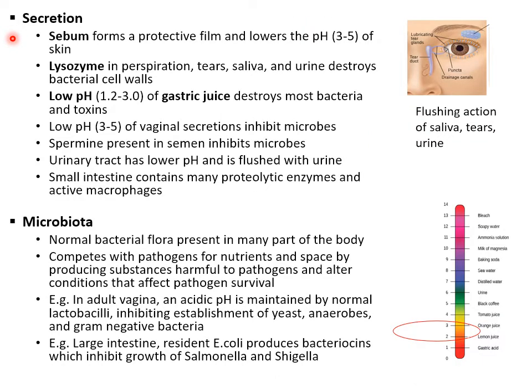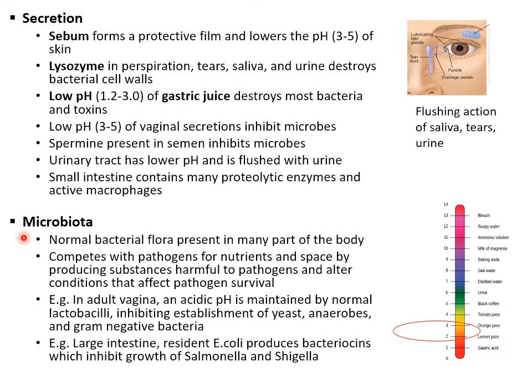The sebaceous glands of the skin produce and secrete sebum, which provides protection to the skin. Lysozyme released in sweat, tears, saliva, and urine helps destroy bacterial cell walls. The low pH of sebum on skin, gastric juice in the stomach, vaginal secretion, and urinary tract destroys and inhibits the growth of bacteria. The small intestine also contains many proteolytic enzymes that inactivate microbes.